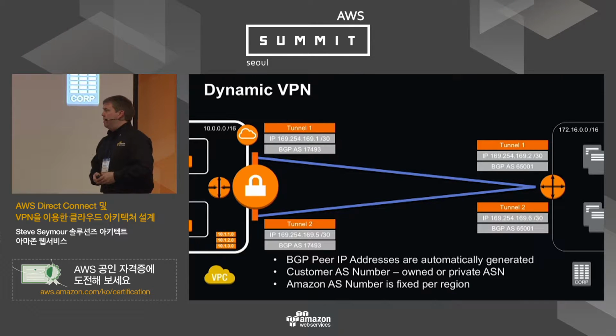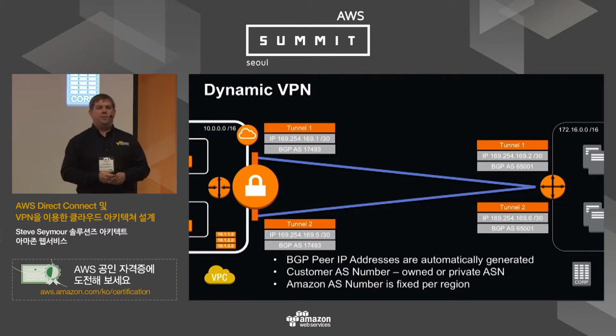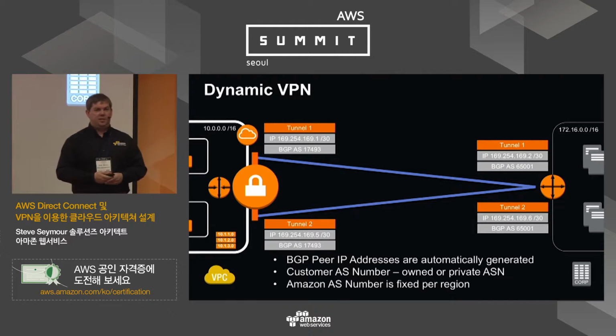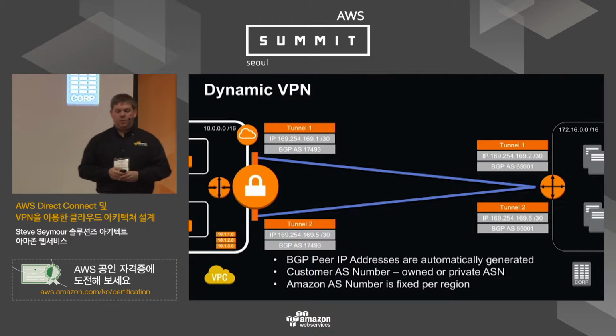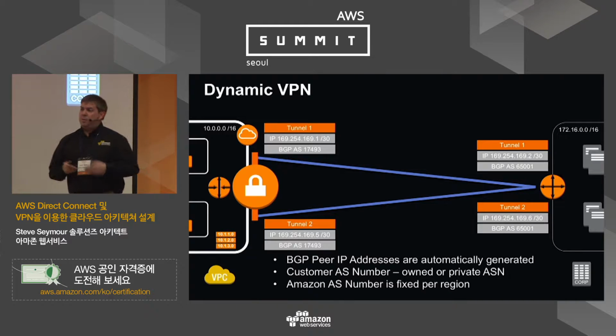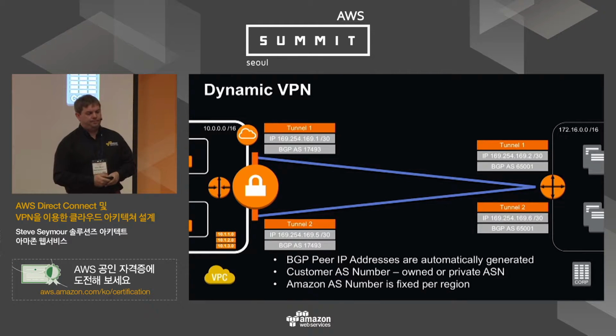When you create a dynamic VPN, we automatically allocate the IP addresses for each end of the VPN connection. You can choose the AS number that you use. It can be one that you own, or it can be one of the private ASNs. It doesn't matter, you can choose. On our end, the AS number is fixed. It may be different for different regions, but for your region, it will be fixed.